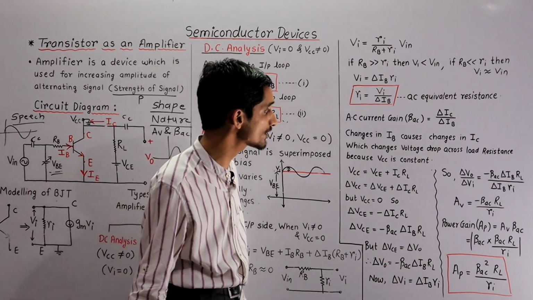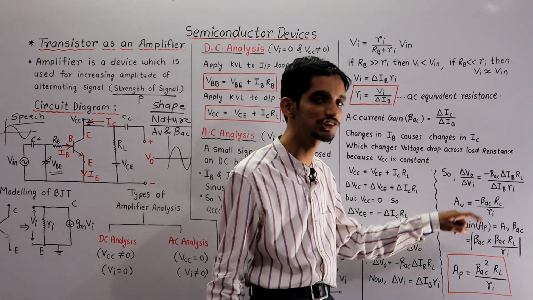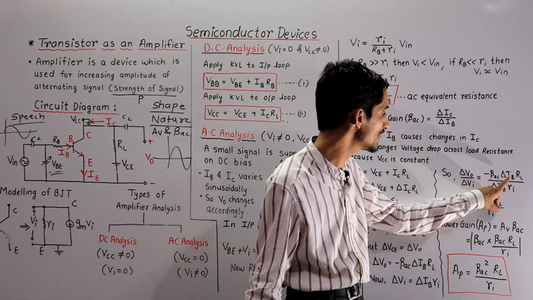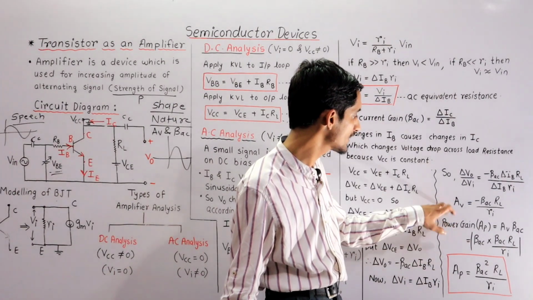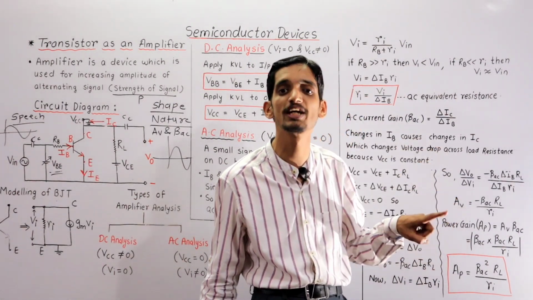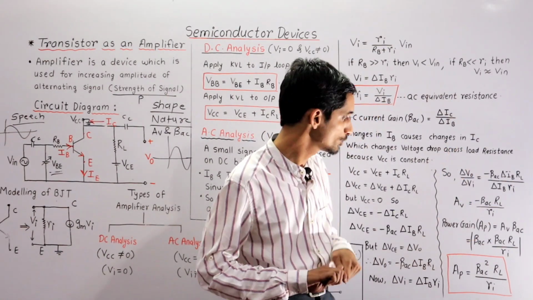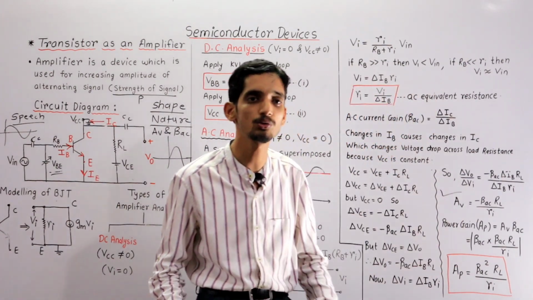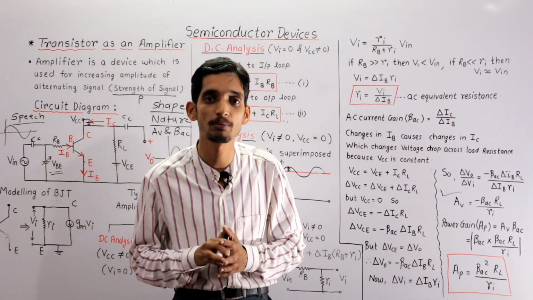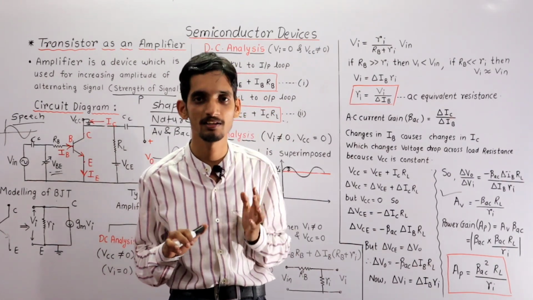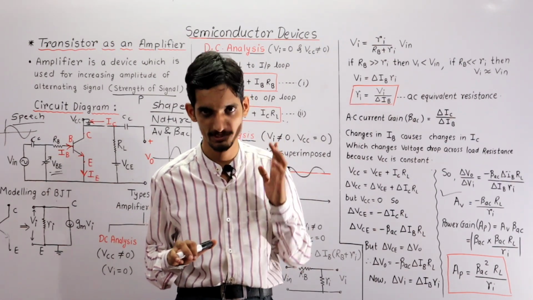Now we are going to calculate what? AC gain, that is the ratio of change in output to change in input, which is actually minus beta AC delta IB RL upon delta IB Ri. So this delta IB cancels. Now I am defining one new term, AV, voltage gain AV, which is equal to minus beta AC RL upon Ri. So this is the important equation that we have to remember. Voltage gain of transistor in common emitter configuration is minus beta AC RL upon Ri. RL means load resistance, Ri means AC equivalent resistance.